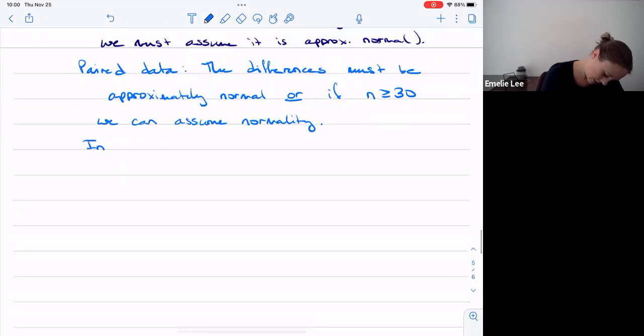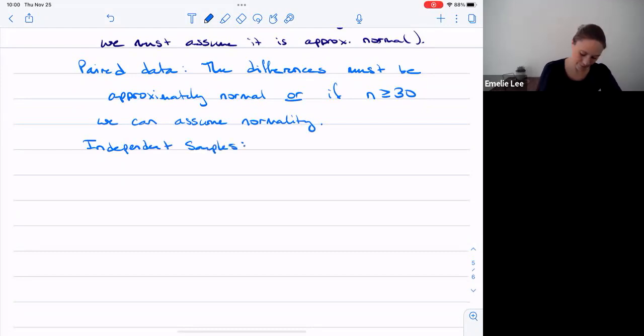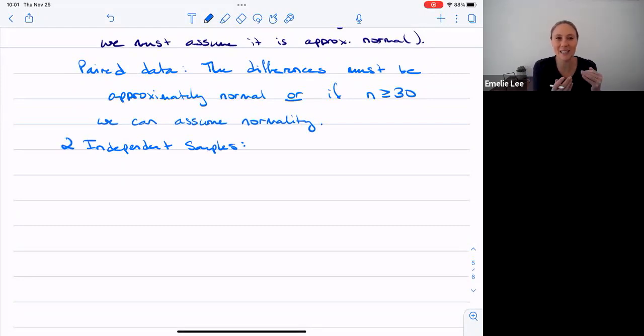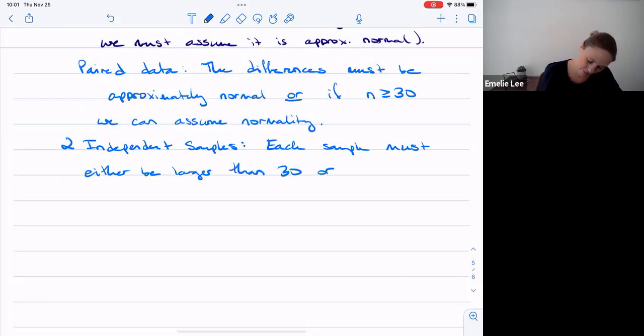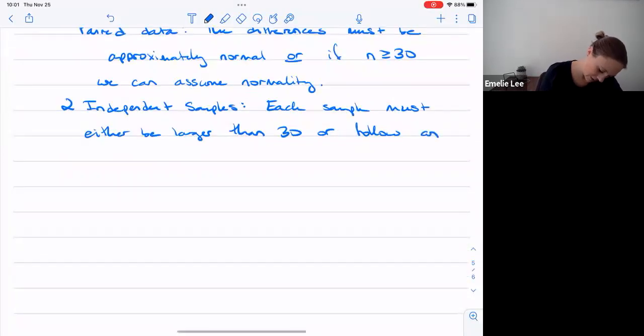For two independent samples, then either the sample sizes must be larger than 30 each, or approximately normal. So each sample must either be larger than 30 or follow an approximately normal distribution.